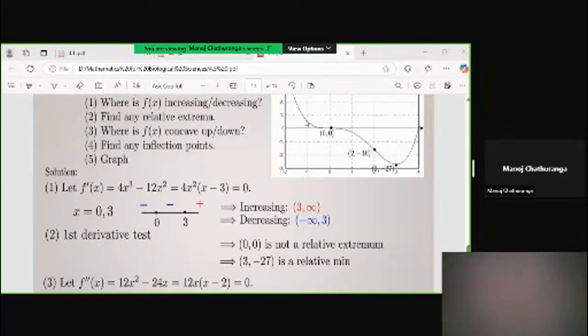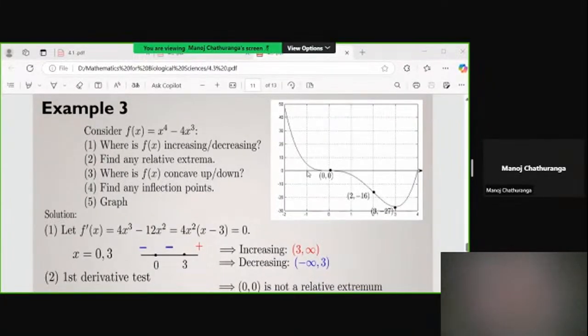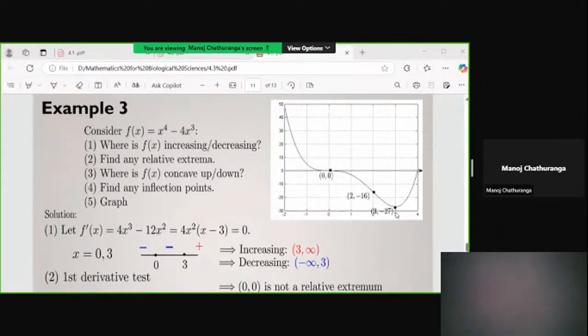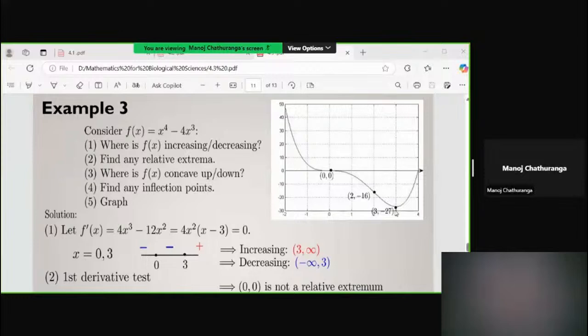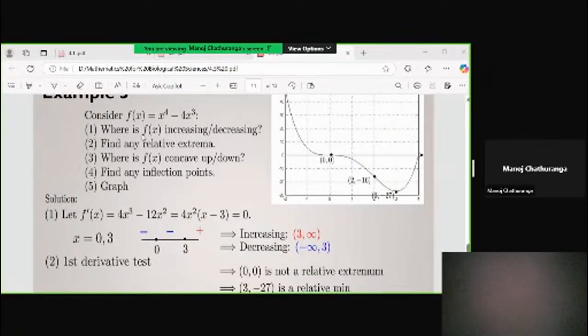You can see this behavior from the graph. Until 0 it is decreasing. 0 gives you a horizontal tangent line, and after 0 it keeps decreasing until 3, and at 3, again, we have a horizontal tangent line, and after that it starts increasing. So this is how it behaves. So we have answered the first two questions.